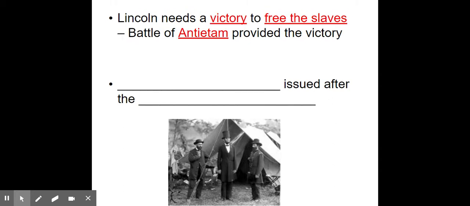Antietam is going to provide that victory. Even though it is a draw, Lee retreats into the South. Lee retreats back to Virginia. That is good enough and close enough for Lincoln to issue his initial Emancipation Proclamation. Okay. Now, the Battle of Antietam is in September 1862. Right after the battle, Lincoln issues the initial Emancipation Proclamation.